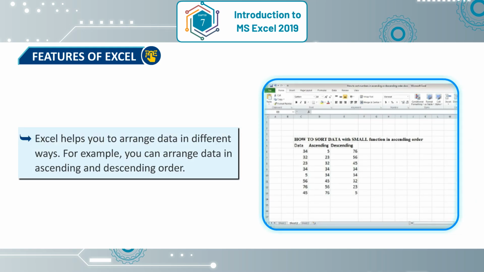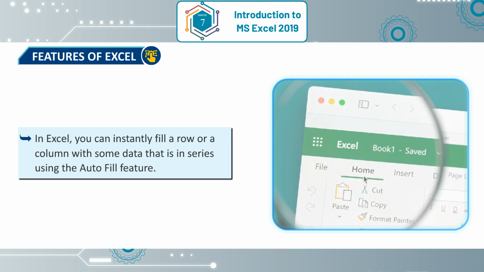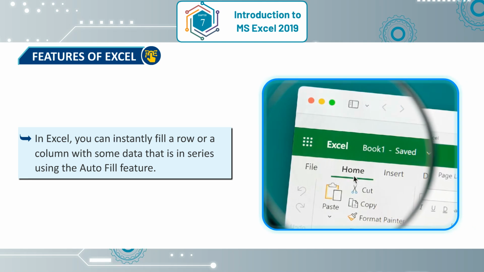Excel helps you to arrange data in different ways. For example, you can arrange data in ascending and descending order. Finding and replacing data can be done quickly. In Excel, you can instantly fill a row or a column with some data that is in series using the autofill feature.